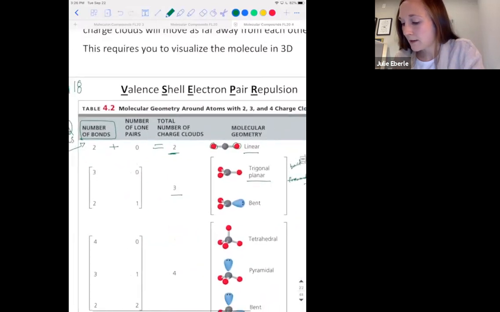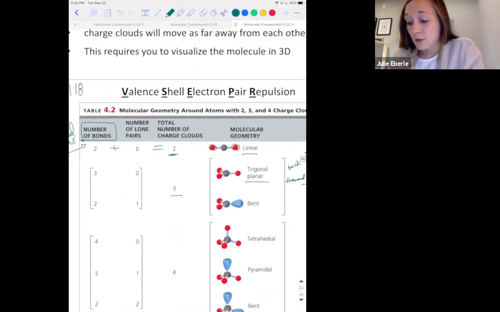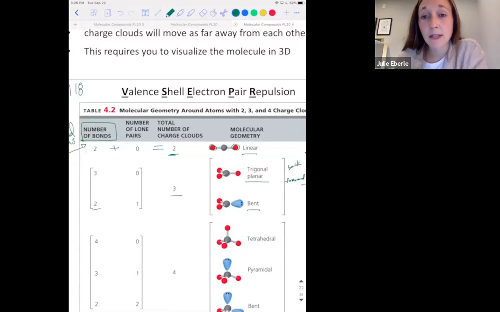All right. If you also have 2 bonded atoms, 1 lone pair, 3 charge clouds, you can be bent. Okay, the lone pair here, lone pairs are kind of pushy. They push atoms around, and they actually force them to be closer together than they really want to be.